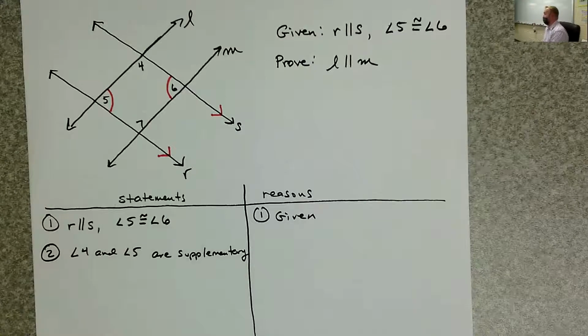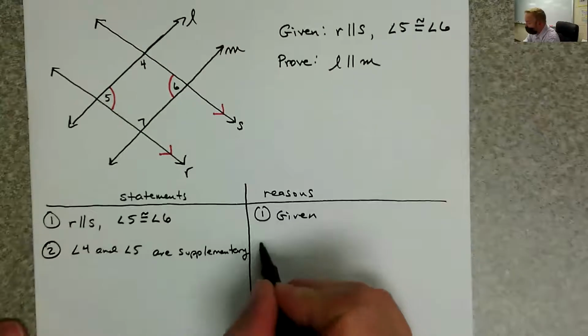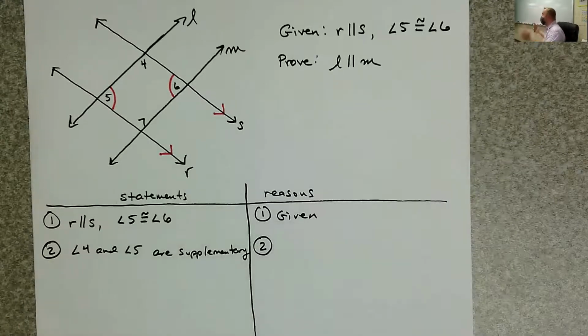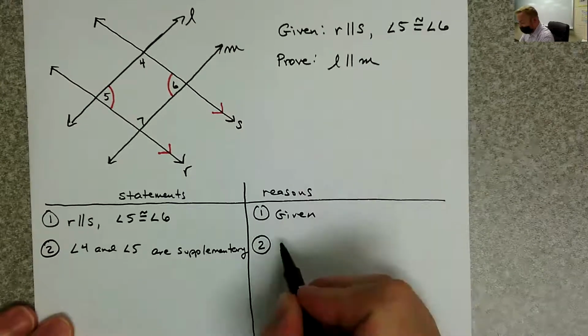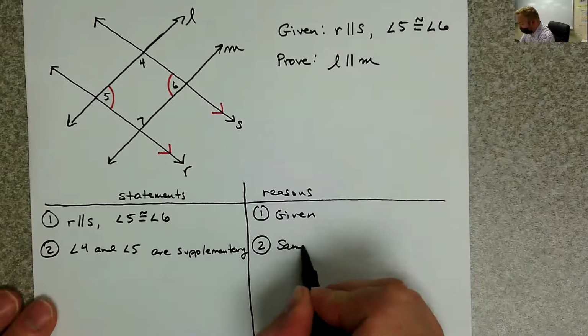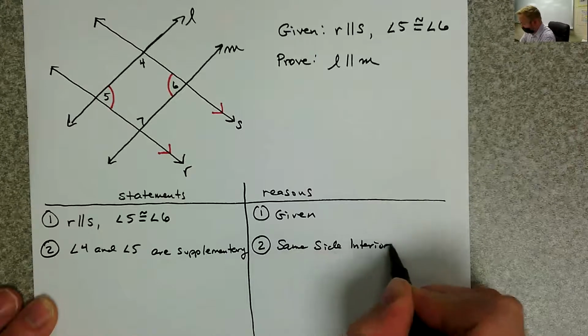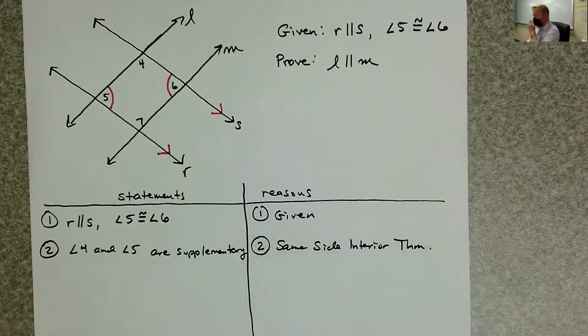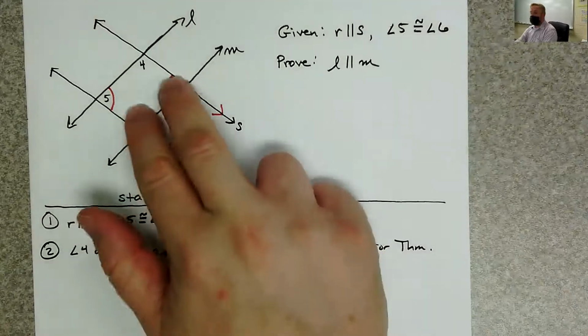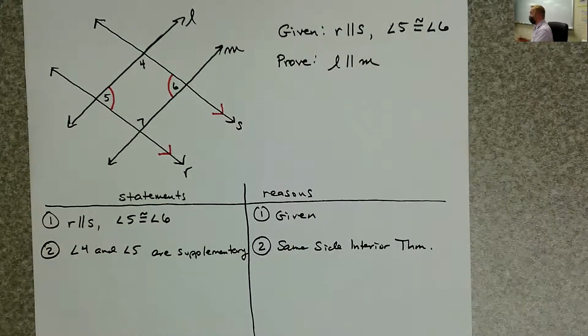My statement is not that those angles are same side interior. My statement is that they're supplementary. My reason, how do I know they're supplementary, is because they're same side interior. See how that works? So I'm just going to say that's the same side interior theorem, because that's what it is. If R and S are parallel, those same side interior angles are supplementary. That's all we've got here.